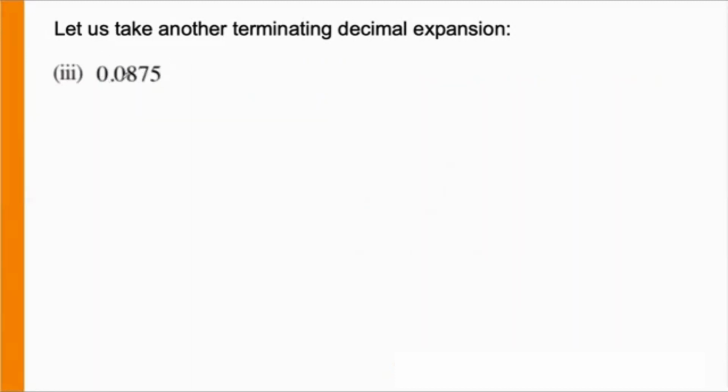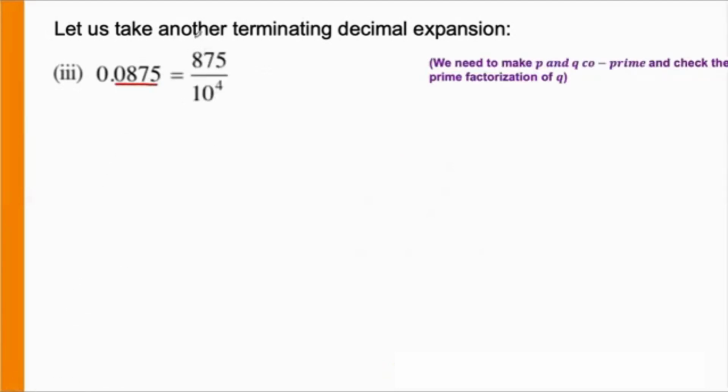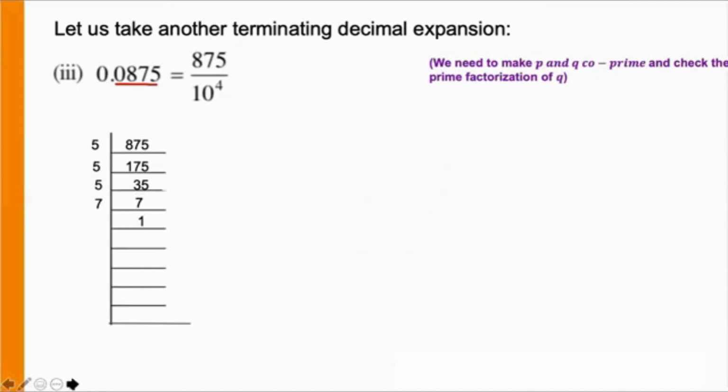It is 0.0875, and since there are 4 digits after the decimal point, the p by q form will be 875 upon 10 raised to 4. And now let us prime factorize 875, and we will get 5 cube into 7, and 10 raised to 4 becomes 5 raised to 4 into 2 raised to 4.